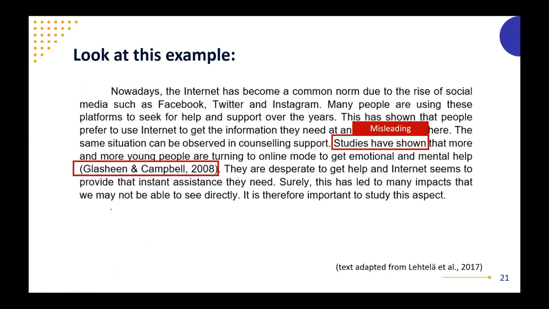Number two, misleading. You say studies have shown that more and more young people are turning to online mode to get emotional and mental help, but you only give one citation. And I'm not even sure whether this citation is telling me about this or that. So when you use words like studies, it means it has to be more than one, at least two. So you have to put at least two citations. Or if you're not sure whether a lot of studies have done this, then just go straight to the point. Just say, this author, Glenson and Campbell, 2008, found that blah, blah, blah. Because there's only one anyway, that's the only thing that you put. So just go straight to the point.